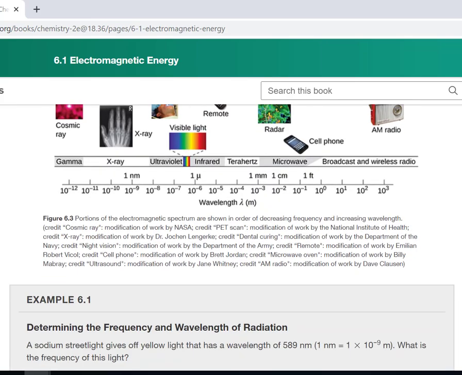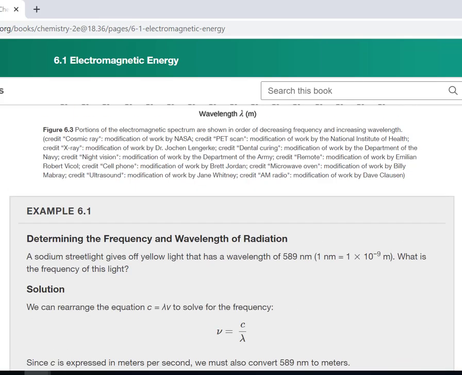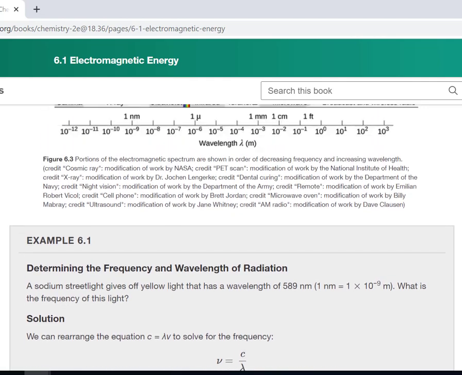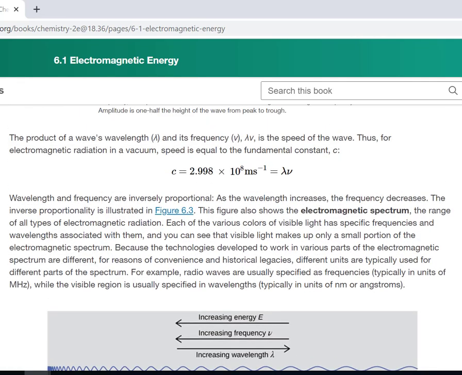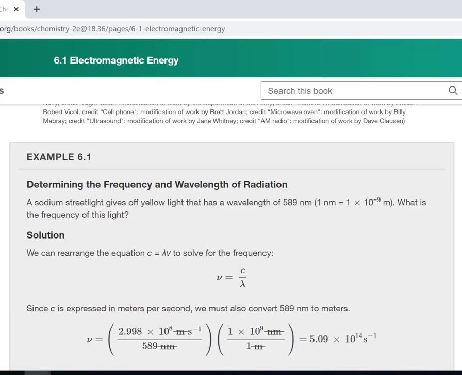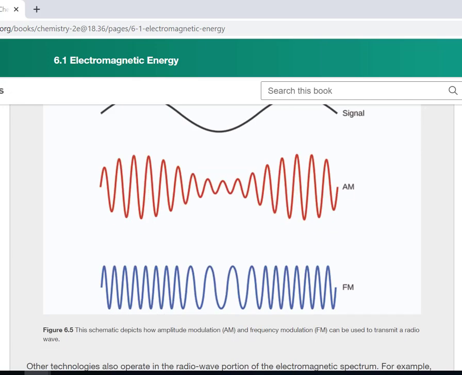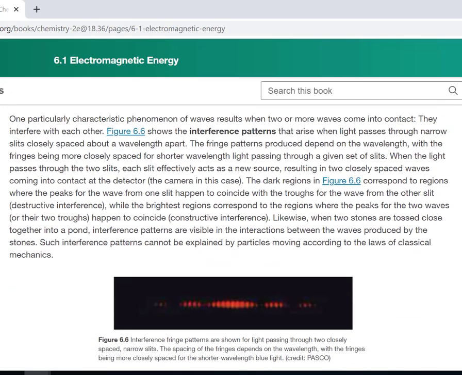So there's an example here of doing a calculation using this equation for the speed of light. So you should be able to do a calculation to find either wavelength or frequency. If you're given one, you should be able to find the other from this equation. So make sure to get some practice with that. And then I want to talk about a few properties of waves that will end up being important as we discuss how this relates to electrons.